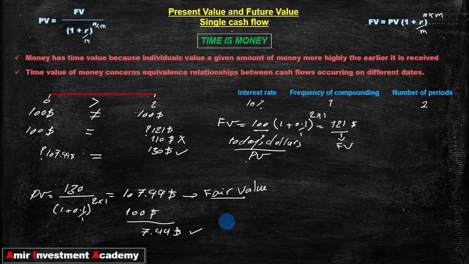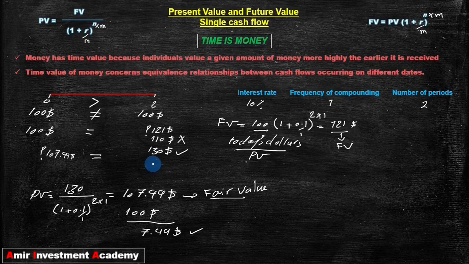And another way that we can look at it, to understand the equivalence, is that $130 is worth $107.44 in today's dollar. Another way to look at it is that if I want $130 in 2 years with a 10% rate, I have to put up $107.44 so that when this amount grows in 2 years with this rate, it becomes $130, right?